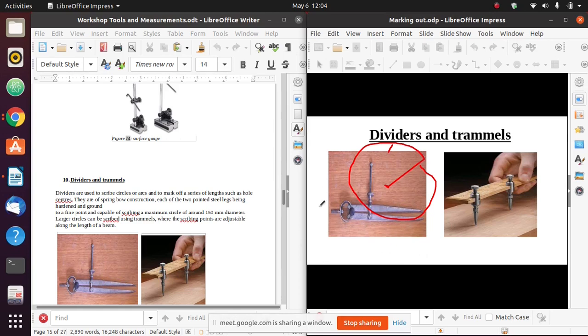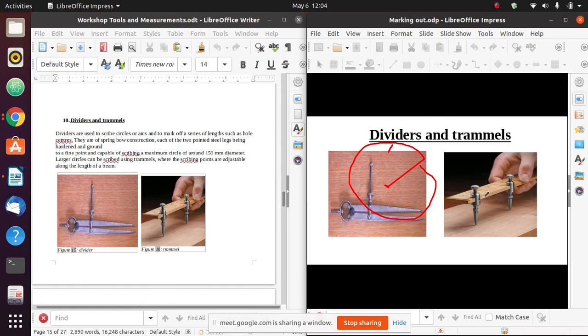Now, the limitation of this divider is the size of circle that I can draw. You find that the maximum diameter of most dividers is 150 millimeters. Now, if I want to make circles or arcs of larger size, then I use something known as a trammel. A trammel is a beam that has divisions or a scale, and we have these scribing tools, these scribing points that are movable.